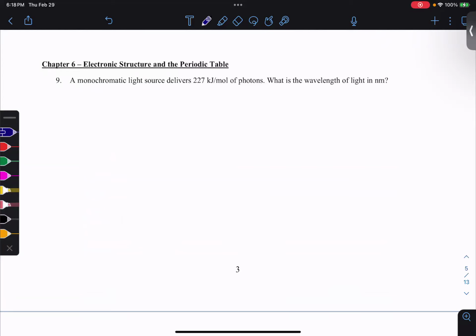So a monochromatic light source delivers 227 kilojoules per mole of photons. What is the wavelength of the light in nanometers? So you have an equation on your sheet, E equals h nu or E equals hc over lambda. Since I want wavelength, I probably want to use the second one. E equals hc over lambda, but that energy is the energy of what? One photon. Did I give you the energy of one photon? No, I didn't. I gave you the energy of a mole's worth of photons.